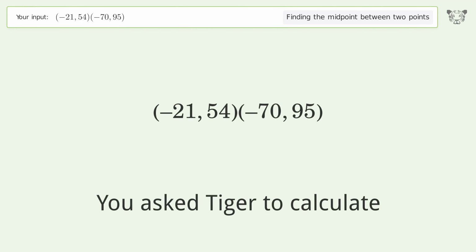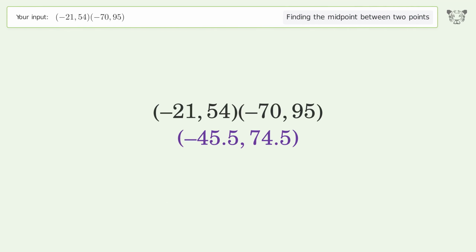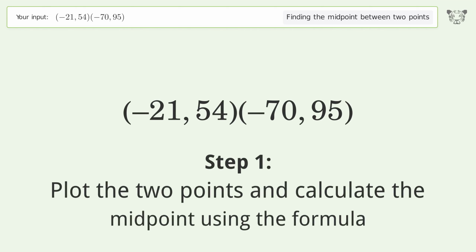You ask Tiger to calculate. This deals with finding the midpoint between 2 points. The midpoint between the 2 points is negative 45.5, 74.5. Let's solve it step by step. Plot the 2 points and calculate the midpoint using the formula.